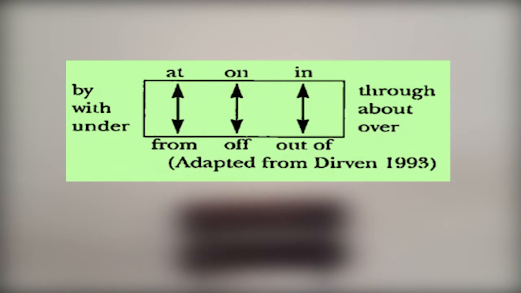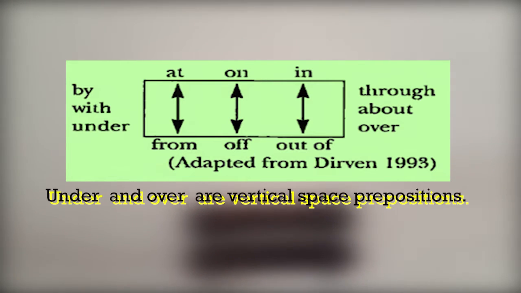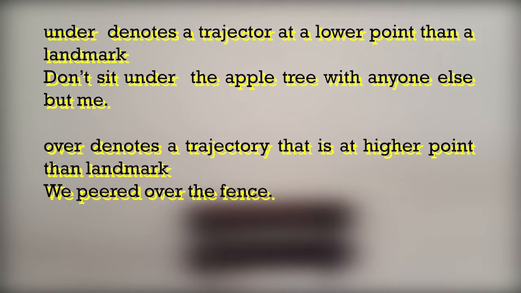Next, the prepositions under and over, which are vertical space prepositions. Preposition under denotes a trajectory at a lower point than a landmark. For example, don't sit under the apple tree with anyone else but me. Preposition over denotes a trajectory that is at a higher point than the landmark. For example, we peered over the fence.